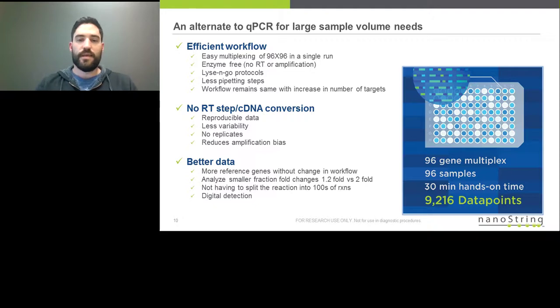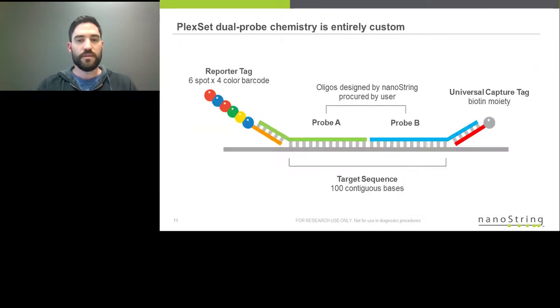And in the end, since the data is so digital and not analog like qPCR, you can see very small fold changes. And since everything's happening in one tube, you don't have to split it into hundreds of reactions. So that's what we've done here. I'm not going to get into the details on the tricks we play to actually get 96 samples on just one nCounter run. I'll save that for a different conversation.